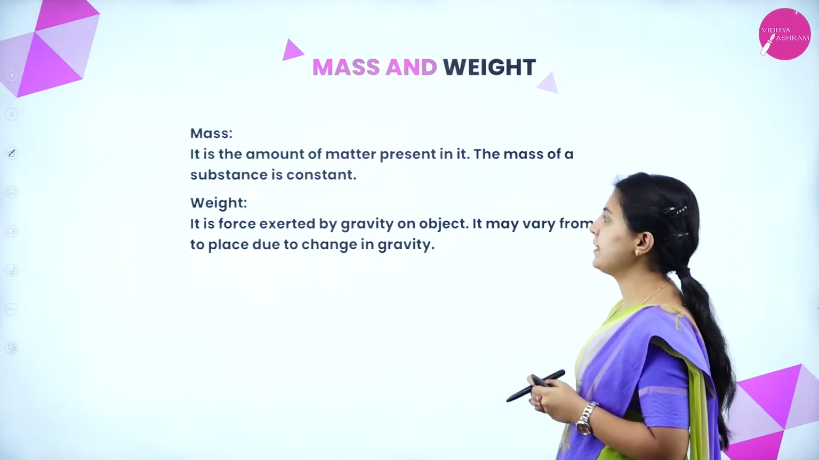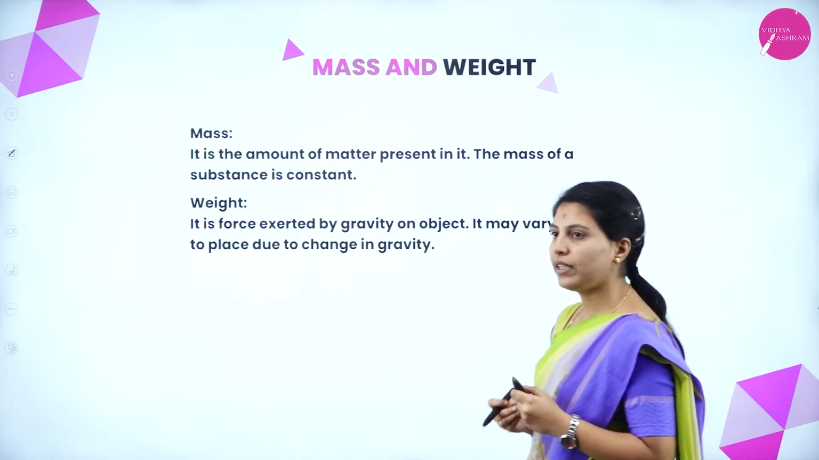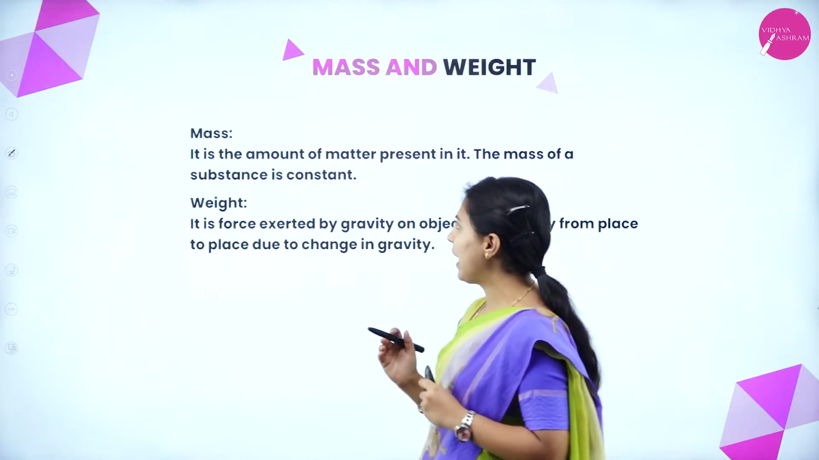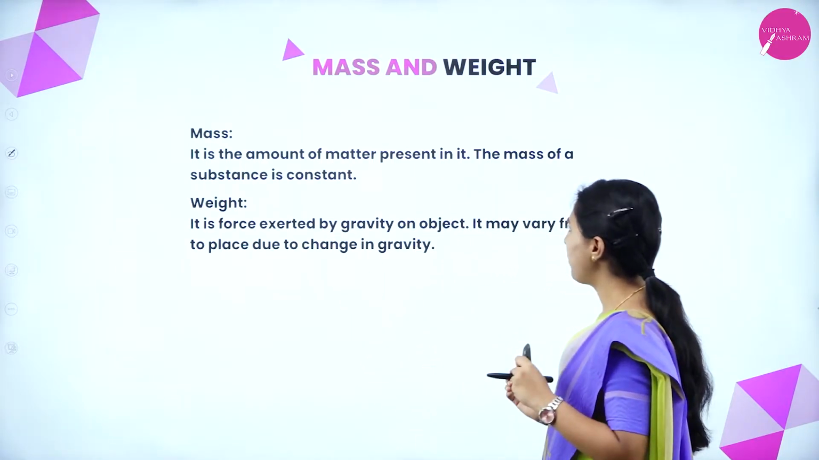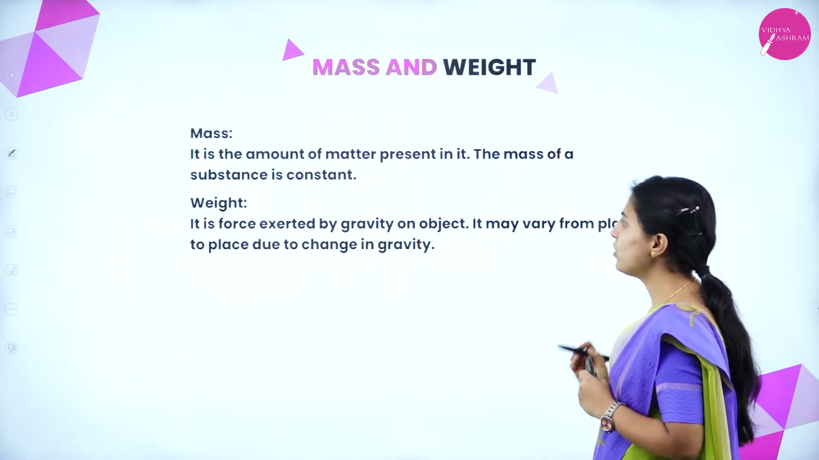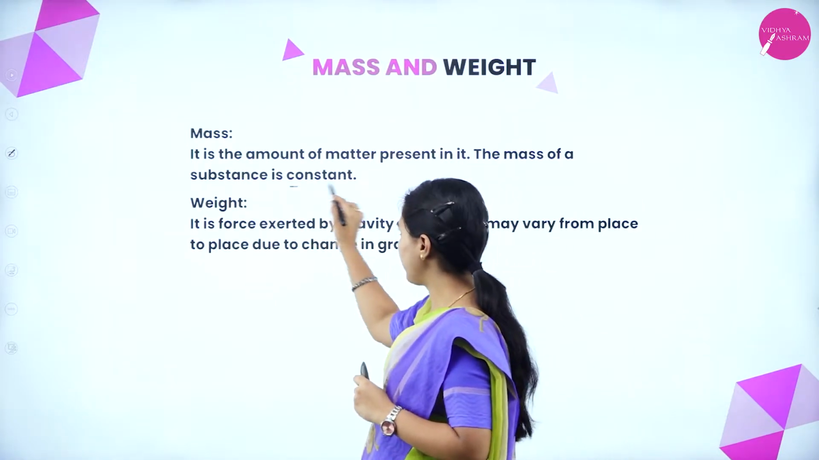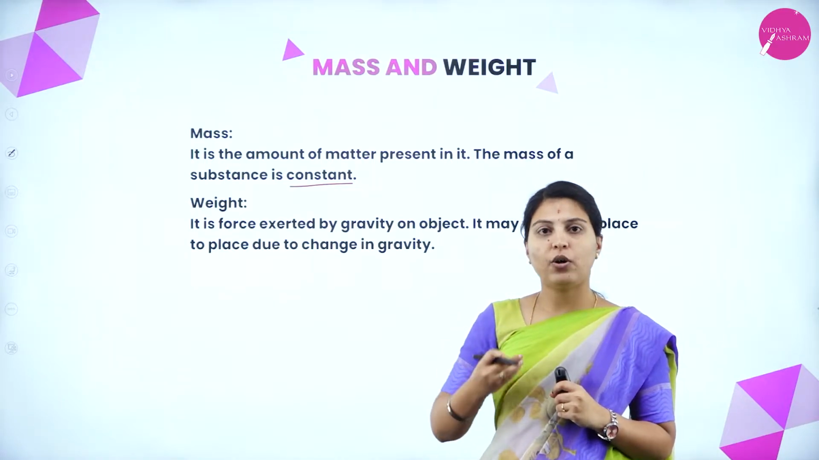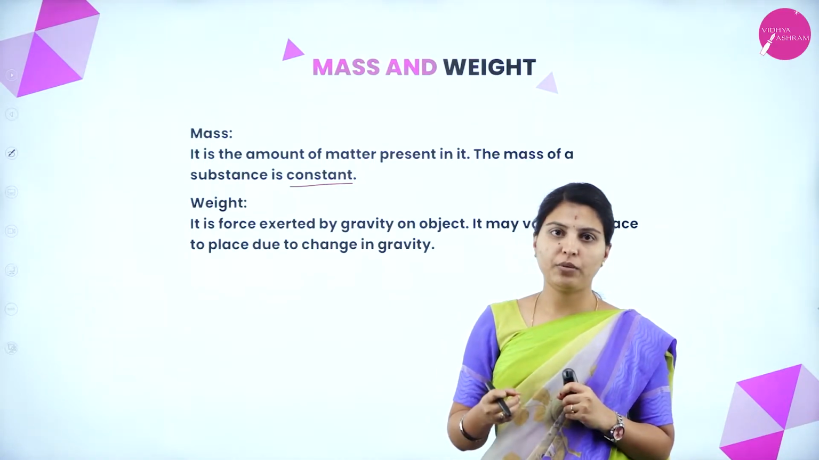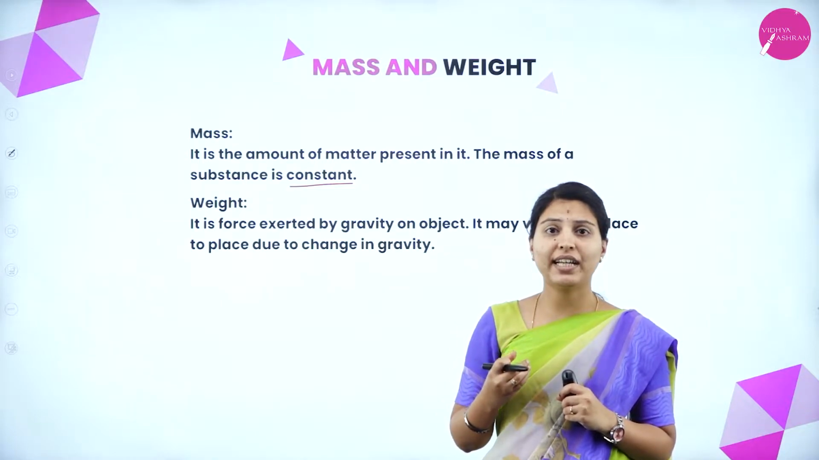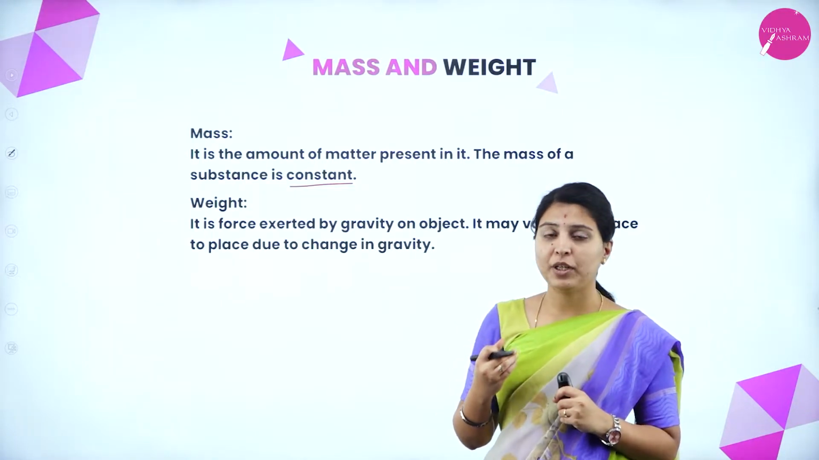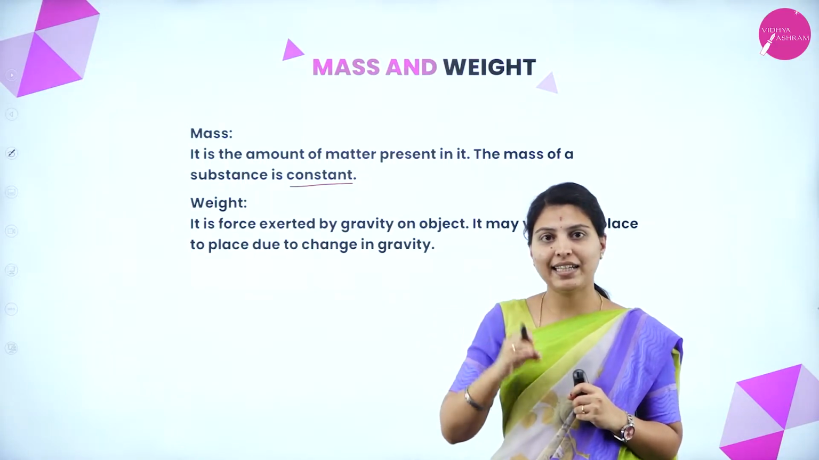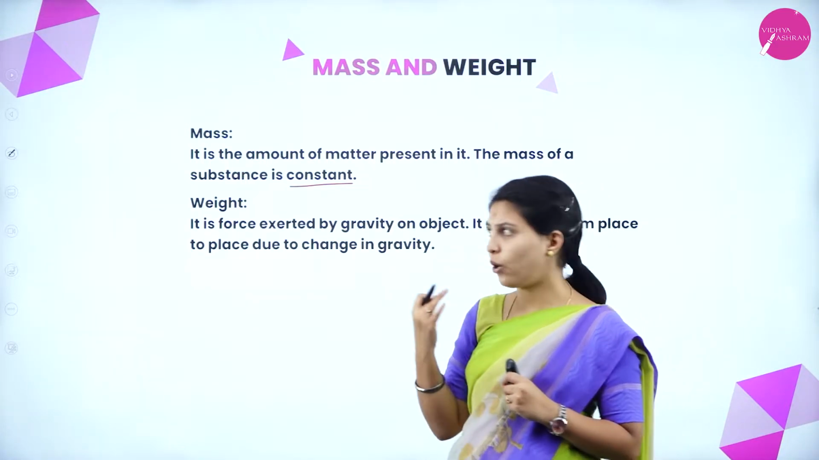That is mass and weight. Everyone will think both are the same, but no. What is mass? It is the amount of matter present in it. The mass of a substance is always constant. If you take any element, you will always get the same atomic weight, atomic mass. Why will it get the same atomic mass? Because we are seeing the content present in the element. It will not change. It is always constant.